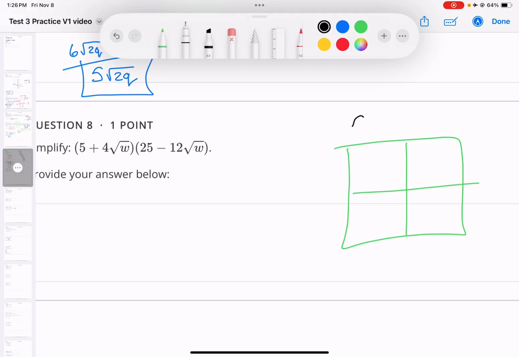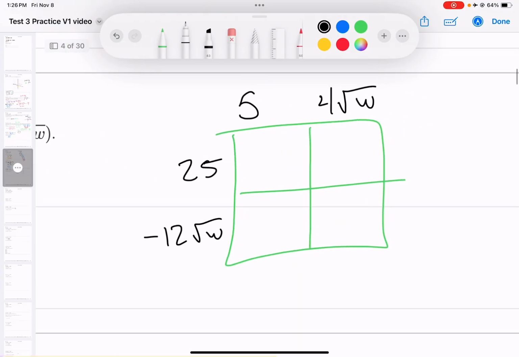Okay, and then we got a 5 and a 4 square root w. And then a 25. And a negative 12 root w. So as I times these together, I'm going to get 125. Here I'm going to get 100 root w. And here I've got negative 60 root w. And then here I'm going to have the negative 12 and the 4 is a negative 48. And then the square root of w times the square root of w is just w.